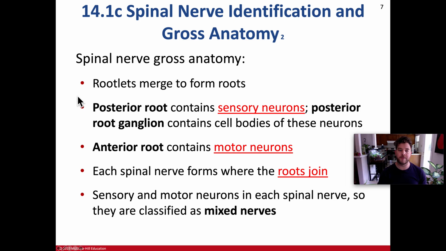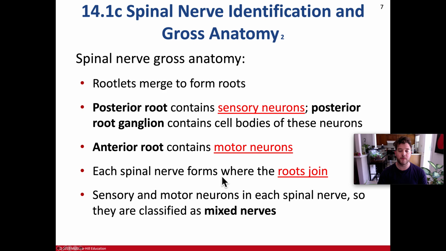So there are rootlets that merge to form roots. So directly off of the spinal cord, you have these little extensions, these smaller rootlets that then merge into one larger nerve, or root rather. The posterior root, and this is something that we'll hammer home, posterior root has sensory neurons, and the anterior root has motor neurons. So posterior structures are going to be sensory, going from the body to the brain, whereas anterior roots are going to be motor, going from the brain to the body, sending out a signal. The posterior root also has this posterior root ganglion that contains the cell bodies of those neurons. If you remember, a ganglion is just a term for neuron cell bodies.